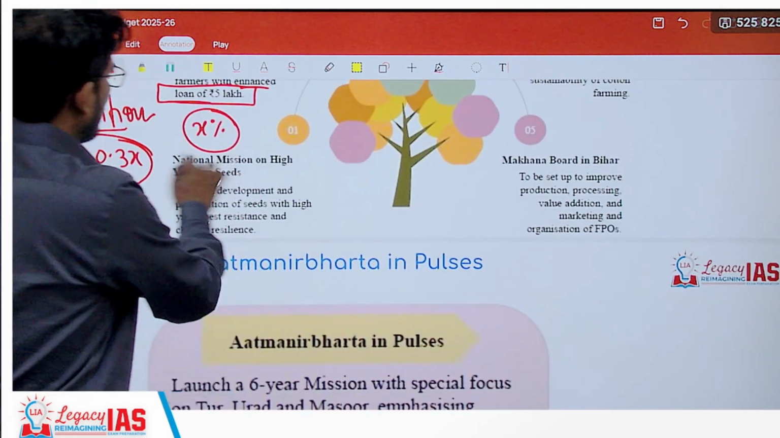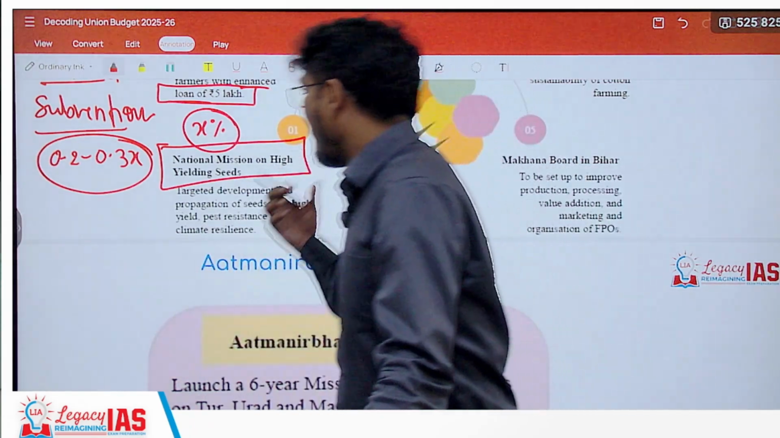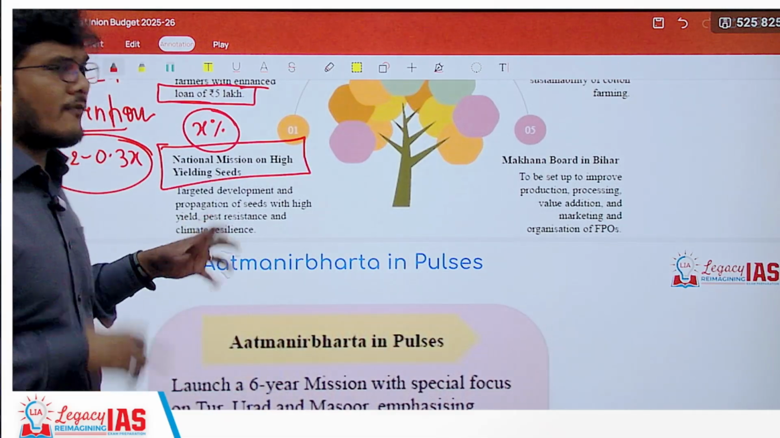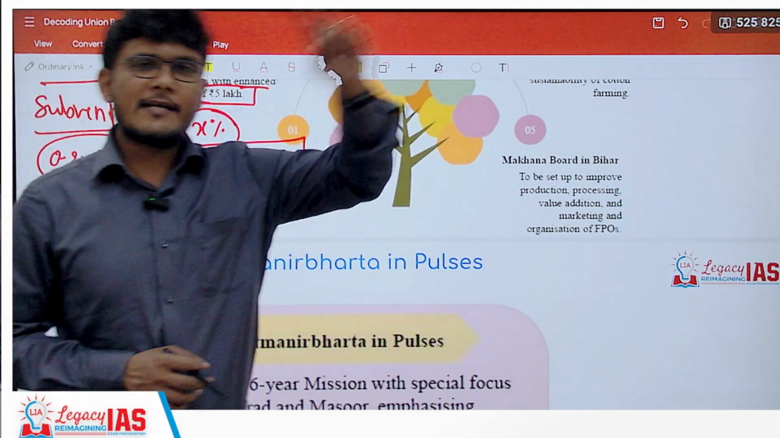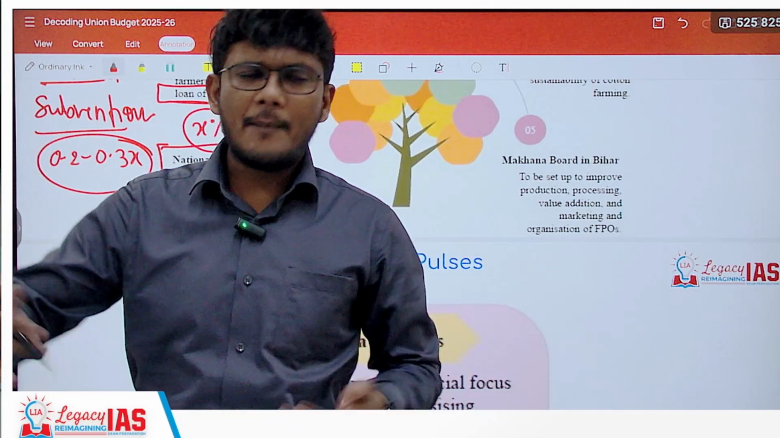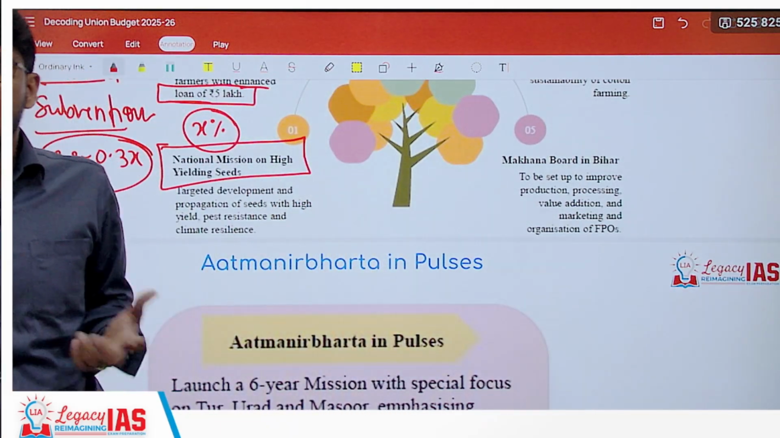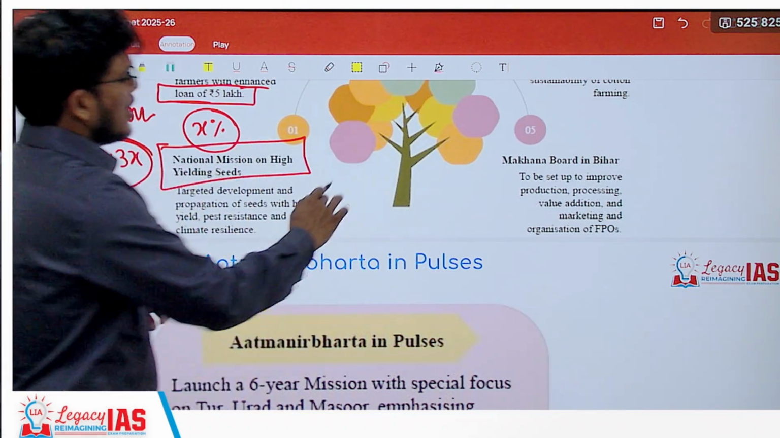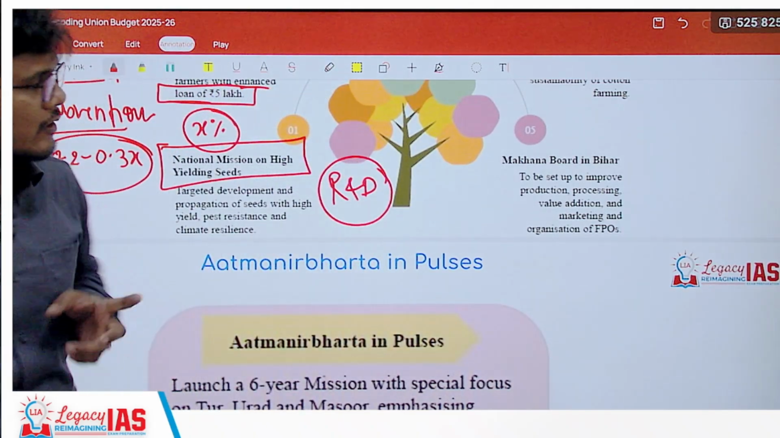Then you have the national mission on high yielding seed. So it is talking about targeted development and propagation of seeds with high yields, meaning development of HYV varieties of seeds. HYV seeds, which were introduced in India in 1969 and led to the green revolution, were researched and developed outside India, right, not in India. So now we are talking about production of such seeds within India for different crops, which is a very good thing. This is towards R&D, research and development and innovation, which is a very good thing to do.